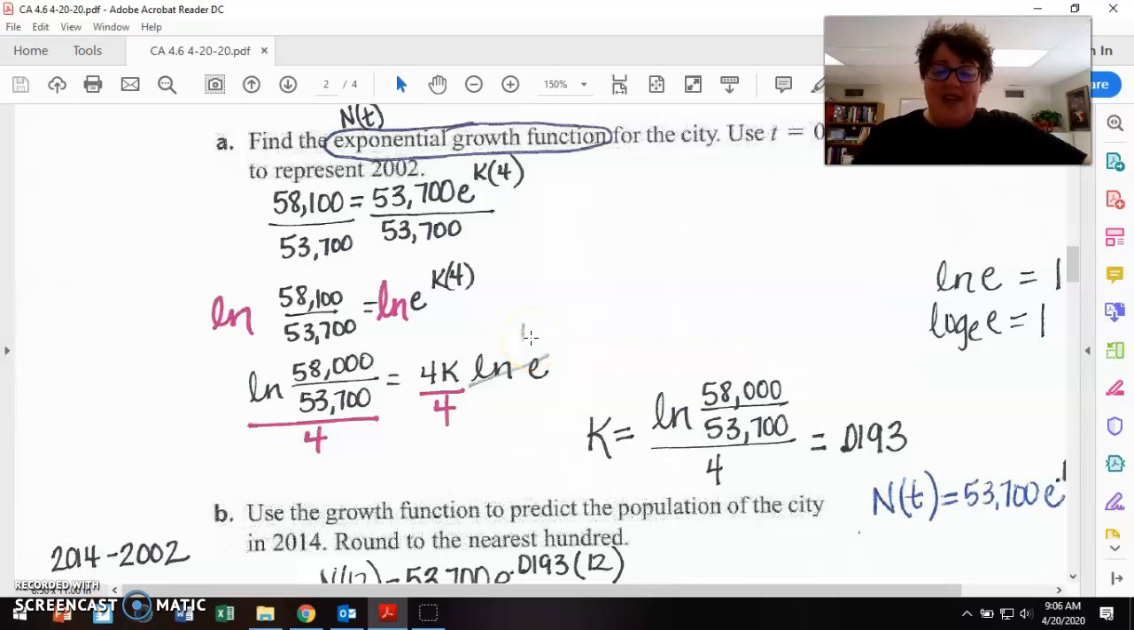So that goes away, and I'm just left with 4k equal to the natural log of 58,100 divided by 53,700. From there, I can divide by 4, and I'm left with k is equal to the natural log of 58,100 divided by 53,700, and all of that divided by 4. And you end up getting 0.0193.